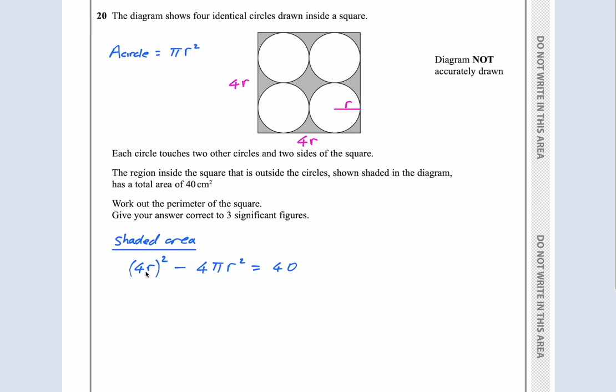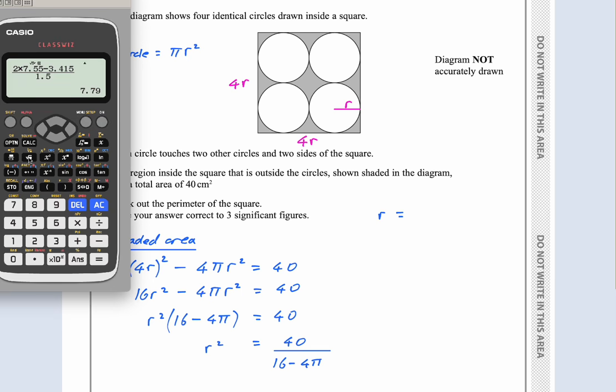Okay, now 4r all squared is 16r squared, so that's 16r squared minus 4 pi r squared is equal to 40. I'm going to take out the r squared because I'm trying to find r. So I take out the r squared, I'm left with r squared times 16 minus 4 pi equals 40. This is like a changing the subject question, guys. R squared is equal to 40 over 16 minus 4 pi, and then r is equal to the square root of this. Let's just do that, guys. It's the square root of 40 over 16 minus 4 pi, and 4 pi is this. 3.4131.